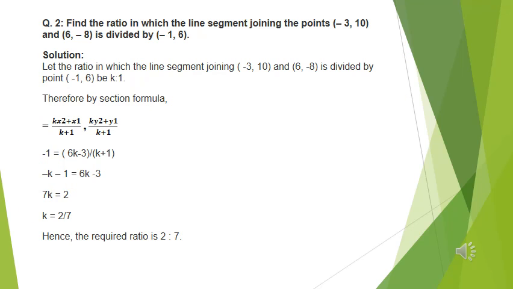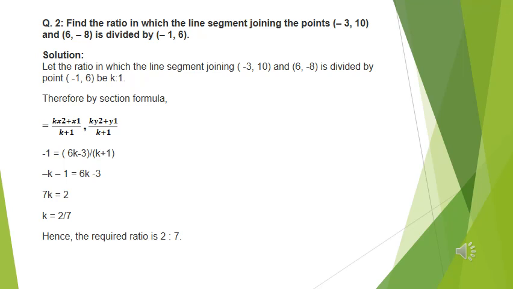Students, this is another type of problem based on section formula. Here we have to find the ratio in which the line segment joining the points (-3, 10) and (6, -8) is divided by (-1, 6). Let us consider the ratio in which the given line segment is divided to be k to 1. Let us assume the ratio is k to 1.